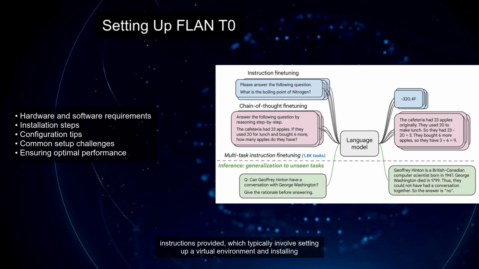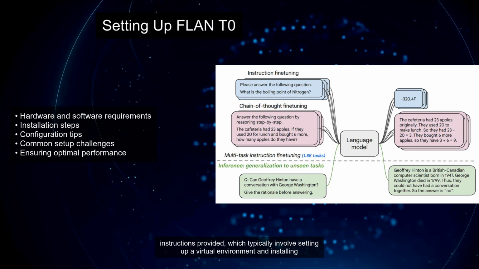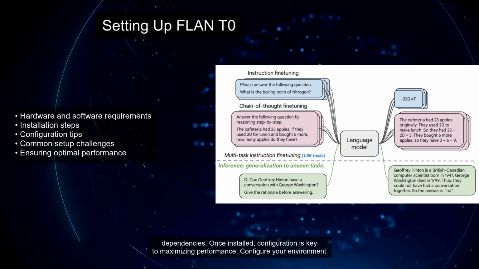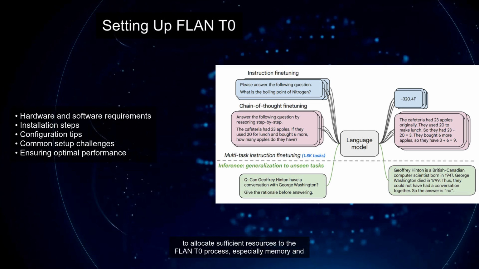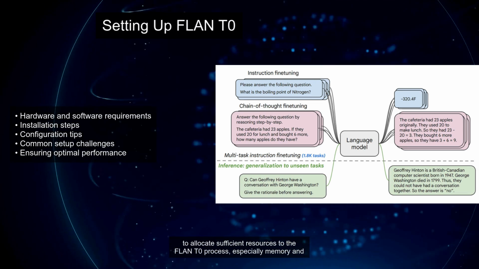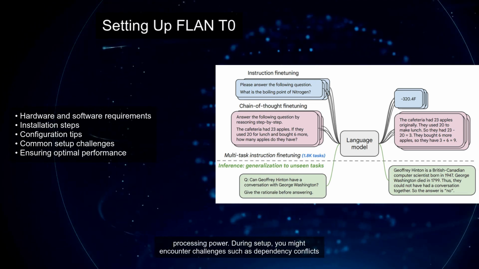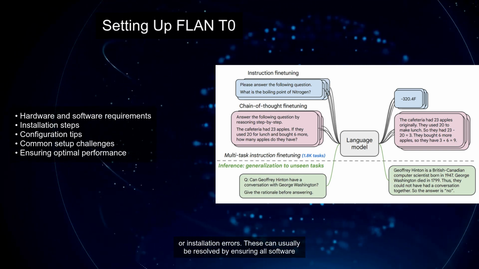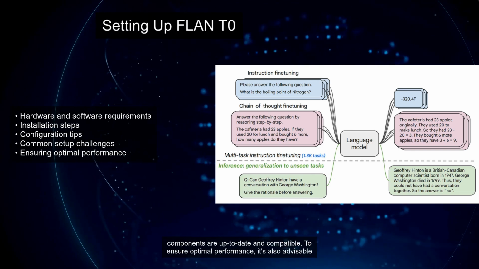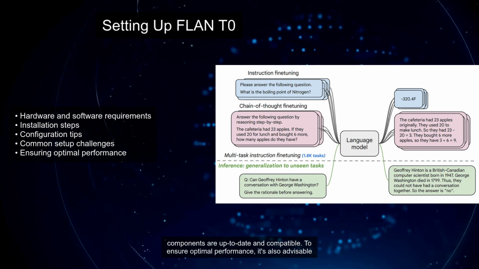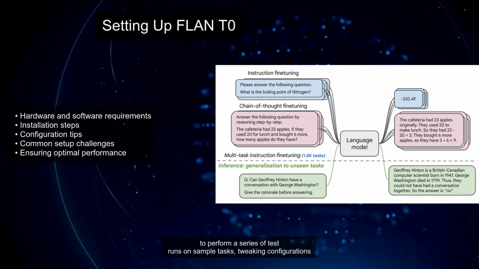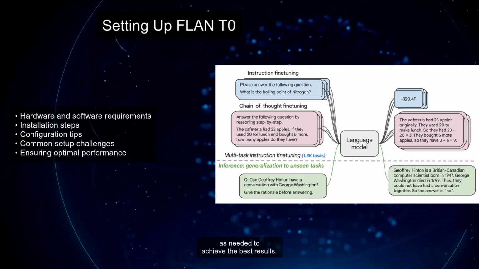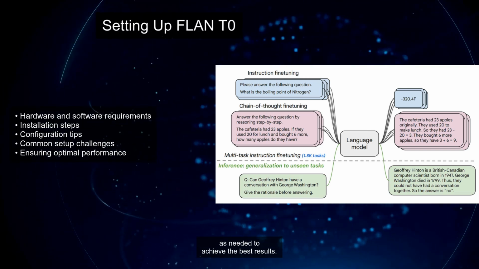Follow the installation instructions provided, which typically involve setting up a virtual environment and installing dependencies. Once installed, configuration is key to maximizing performance. Configure your environment to allocate sufficient resources to the FLAN T0 process, especially memory and processing power. During setup, you might encounter challenges such as dependency conflicts or installation errors. These can usually be resolved by ensuring all software components are up to date and compatible. To ensure optimal performance, it's also advisable to perform a series of test runs on sample tasks, tweaking configurations as needed to achieve the best results.